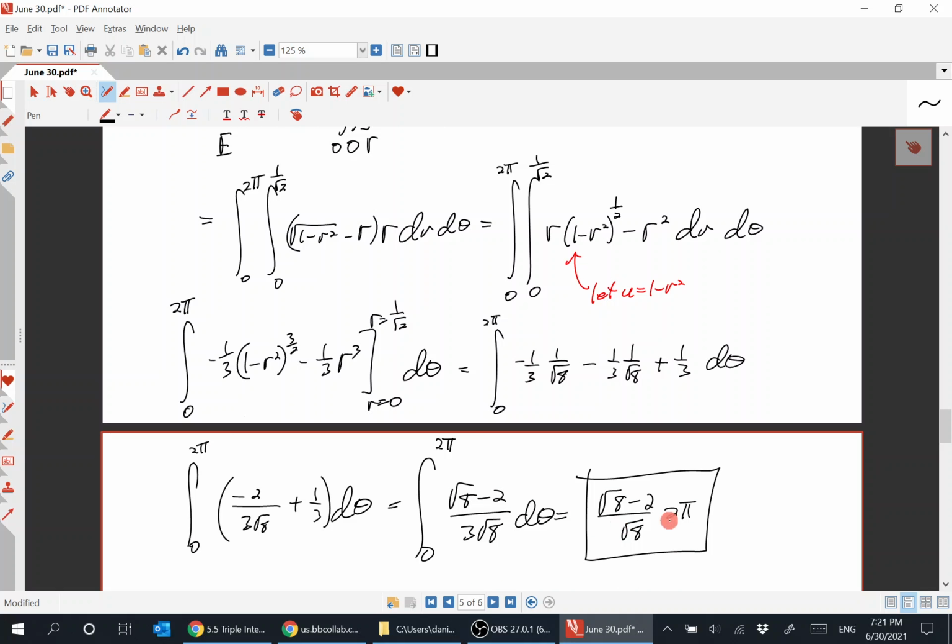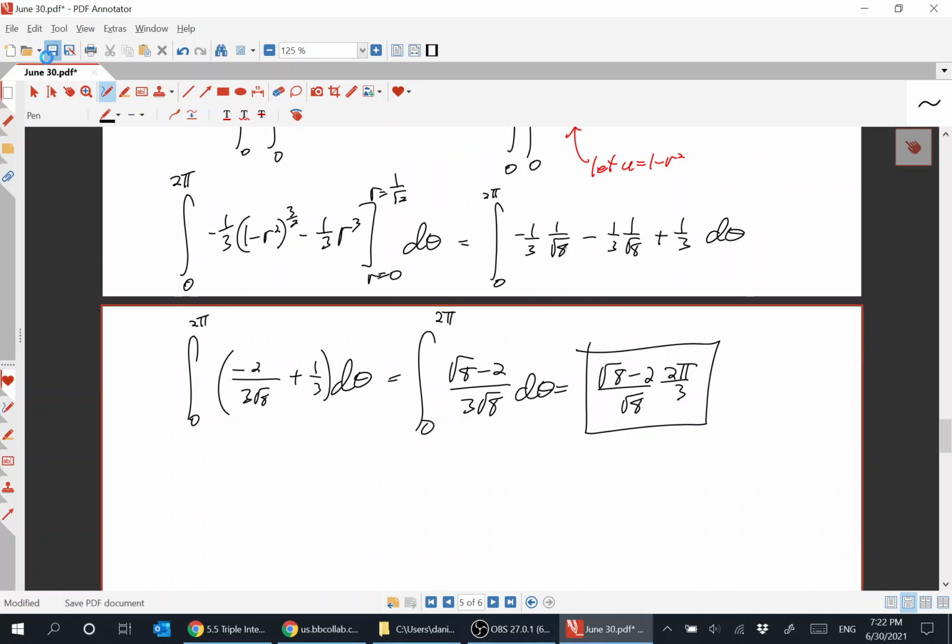Oh, so this is 2 pi over 3 root 8. Oh, no, they're the same. It just looks different. Because if I distribute the root, it's 1 minus 2 over root 8. 2 over root 8 is 1 over root 2. No, it's the same. Interesting. Interesting problem.